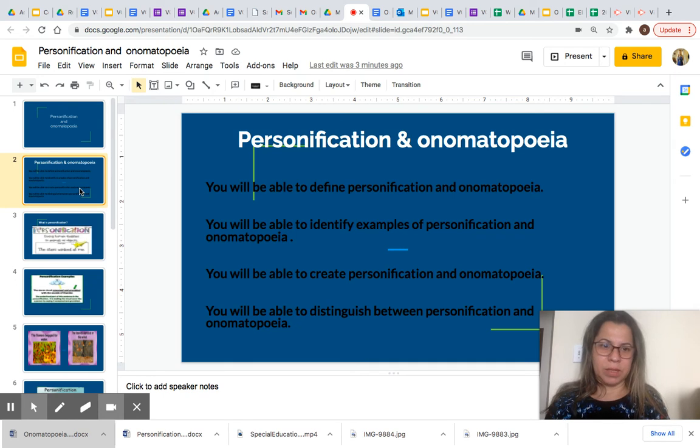By the end of this lesson, you will be able to define personification and onomatopoeia. You will be able to identify examples of personification and onomatopoeia. You will also be able to create personification and onomatopoeia, and you will be able to distinguish between personification and onomatopoeia. Are you ready?